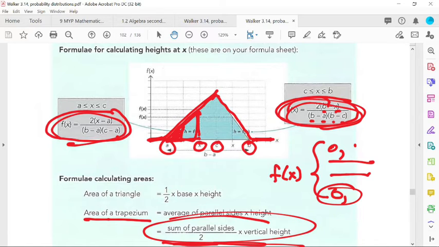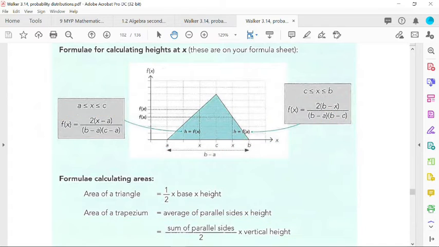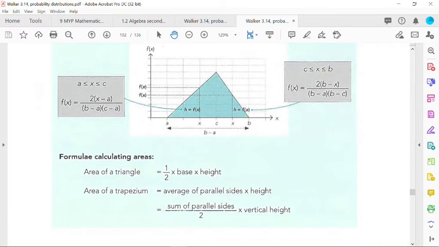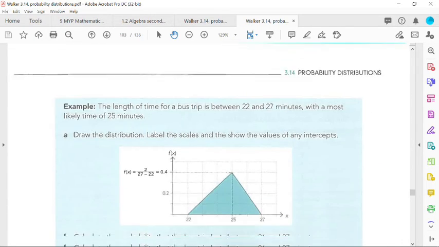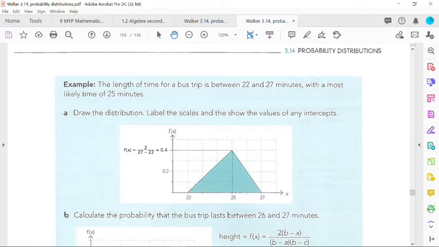I will do another lesson with that, for those of you who want to see it. It's just setting up a proportion, so you just cross multiply. It's very easy, but you have to know what you're doing. All right. But for these examples, we're going to use the formula. So let's see. Here we go. The length of time for a bus trip is between 22 and 27 minutes, with a most likely time of 25 minutes. Draw the distribution, label the scales, and show the values of any intercepts.